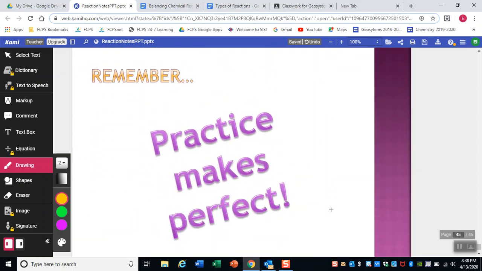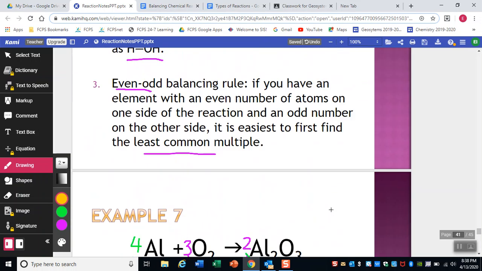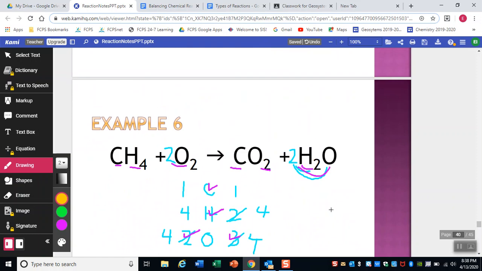All right, and this just takes a lot of practice. So good luck. Have fun. It's like a puzzle.